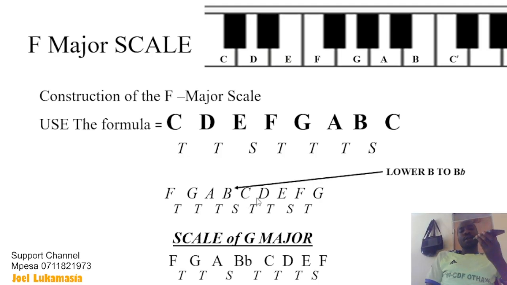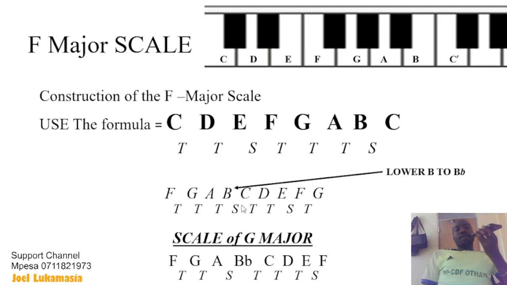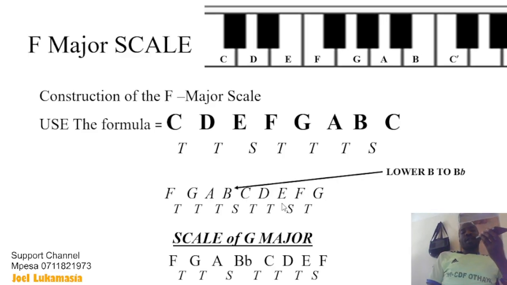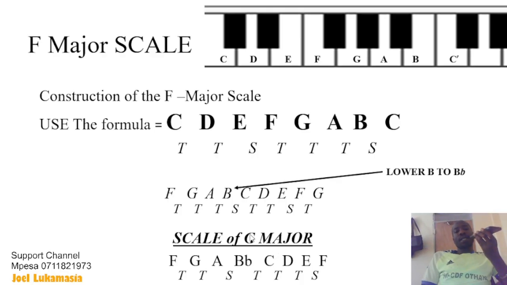Then from C to D will be a tone, D to E a tone, then E to F a semitone. So the scale of F major, not, sorry, I've written the scale of G major, which is supposed to be F major. The scale of F major is supposed to have F, G, A, B flat, C, D, E, F. So it is F, G, A, B flat, C, D, E, F.